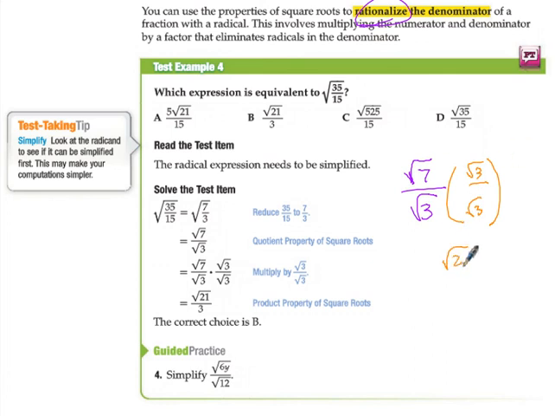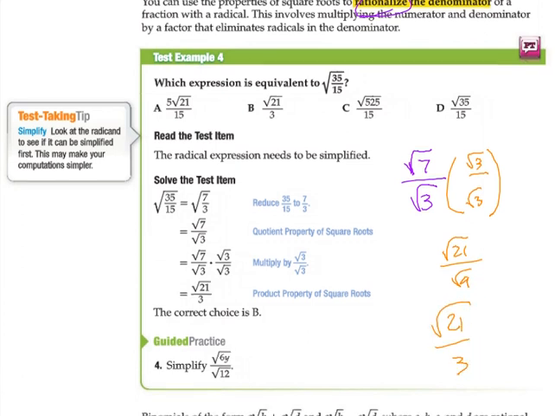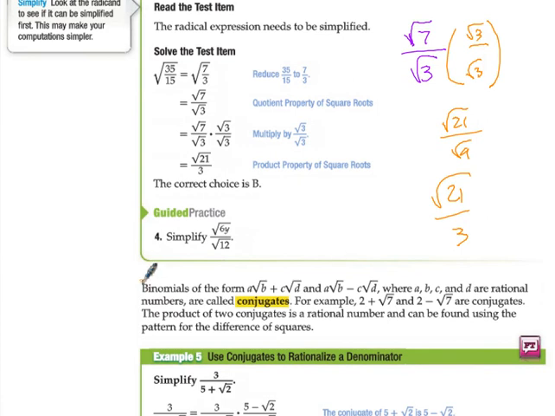So the top is going to become the square root of 21. The bottom is the square root of 3 times the square root of 3, which is the square root of 9. The square root of 9 is 3. Okay. I think rationalizing the denominator is a difficult skill. So we're going to go ahead and do number 4 together.